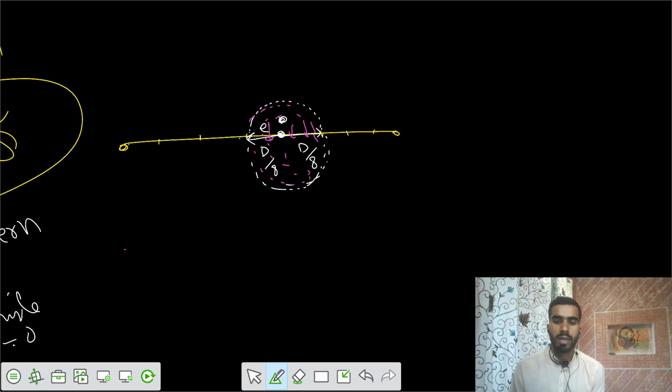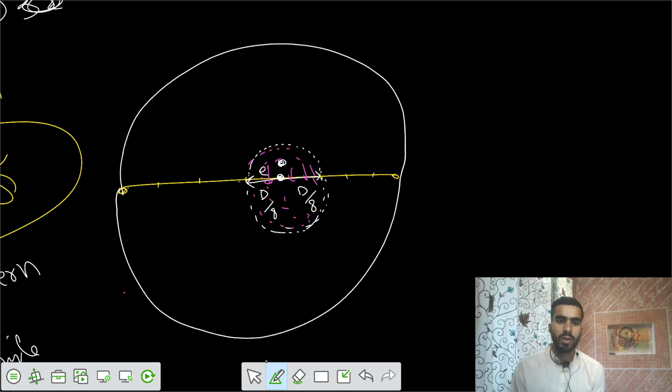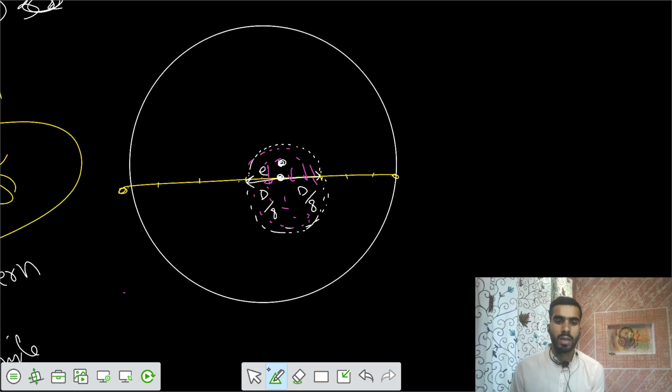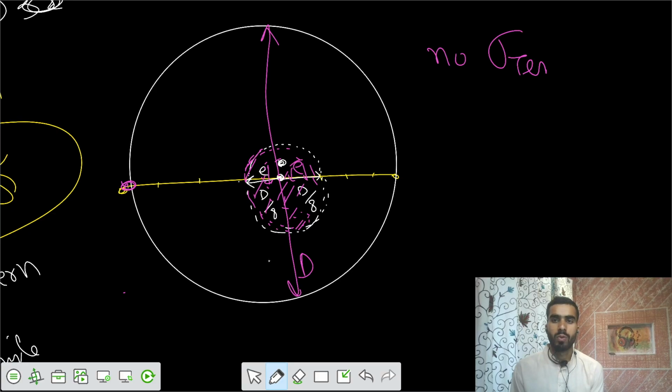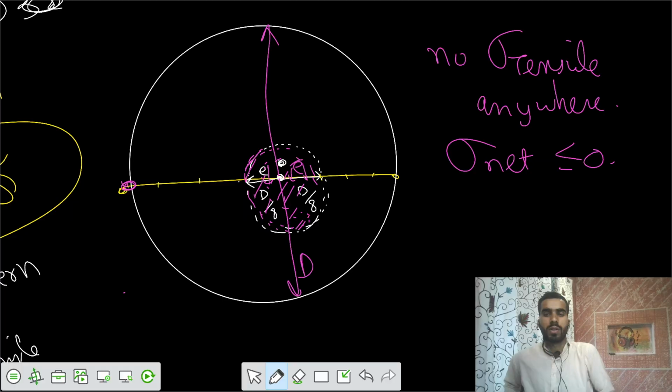So if your net circular cross section looks in this fashion, this was your net circular cross section, this was your diameter of d. But if the E value lies in this part, I would say no tensile stresses would be anywhere on the cross section. That means sigma net would be less than or equal to 0. That is, net compressive stresses would be there at each and every point on this cross section.